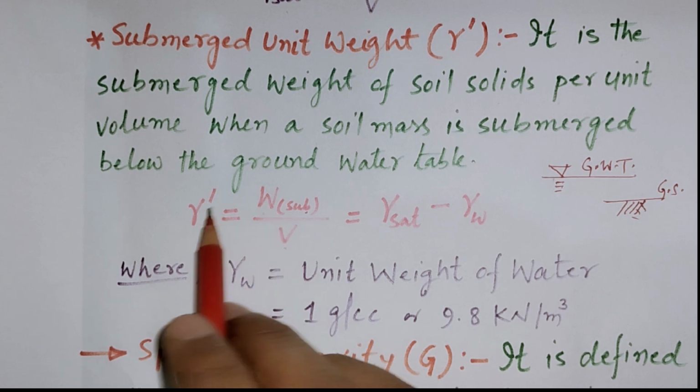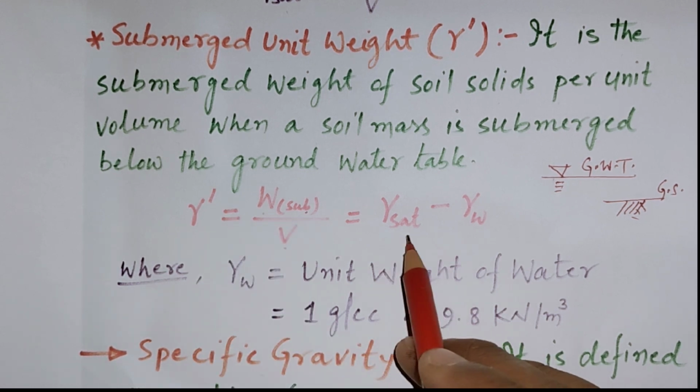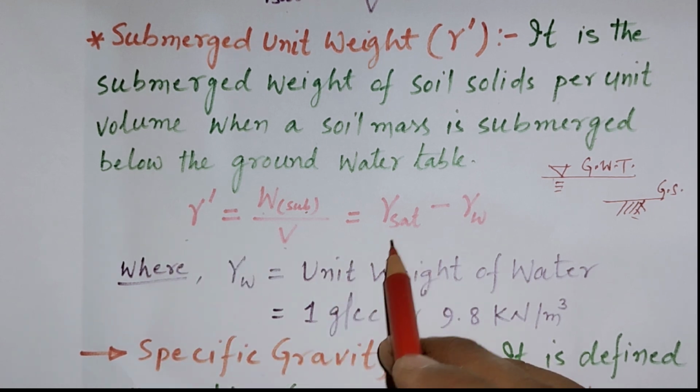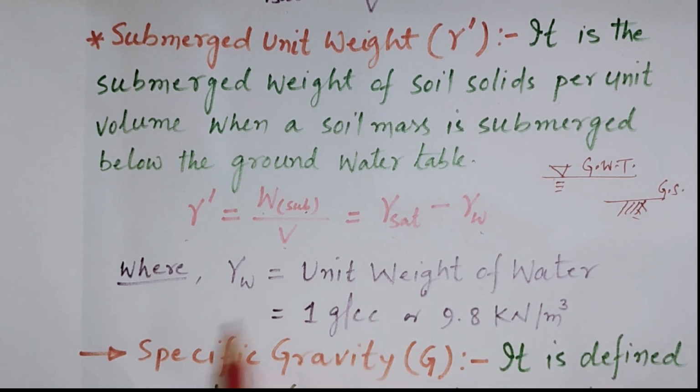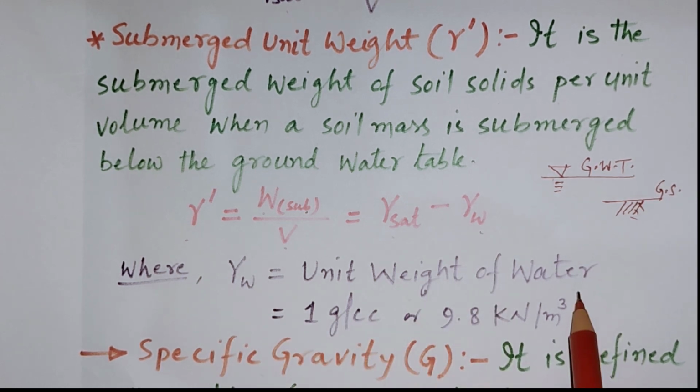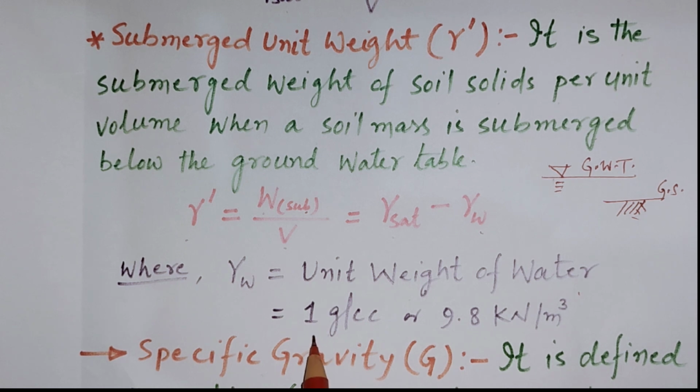And we can write this in another way: submerged unit weight is equal to saturated unit weight minus gamma W. Gamma W is unit weight of water. Usually we take unit weight of water as 1 gram per cc or 9.8 kilonewton per meter cube. This has to be remembered, it is a fixed value, a constant. Although it varies with temperature, for all calculations we take it as constant, 1 gram per cc and 9.8 kilonewton per meter cube.